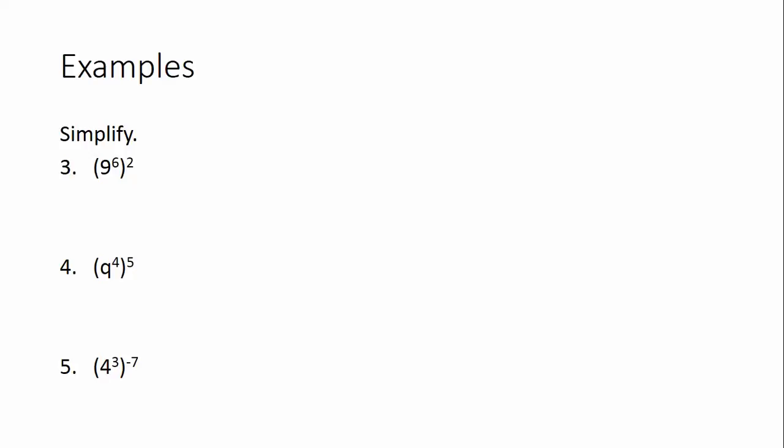Here I just want you to simplify. We aren't going to actually evaluate. So for example, on number 3 we have 9 to the 6th power squared. We'll multiply exponents and get 9 to the 12th. We're not going to evaluate that. That number is humongous. Probably wouldn't fit in your calculator. Number 4, we have a variable, q to the 4th to the 5th power. So we're going to multiply 4 times 5 and get q to the 20th.